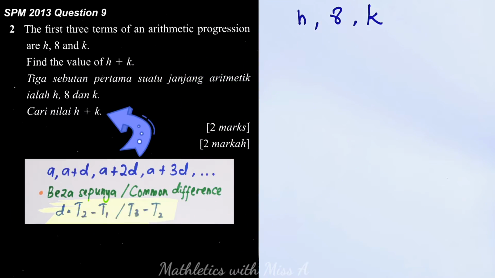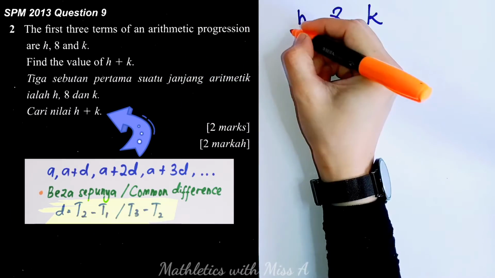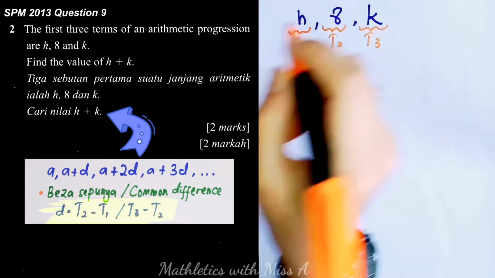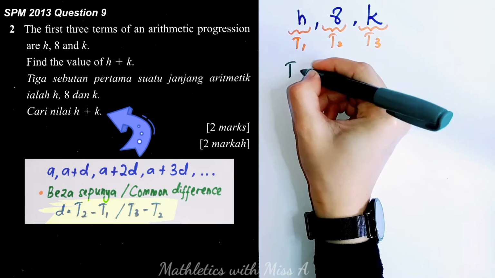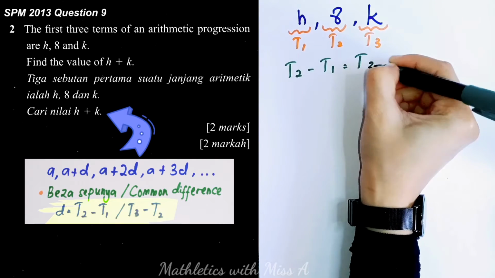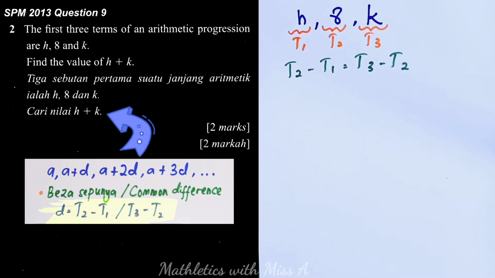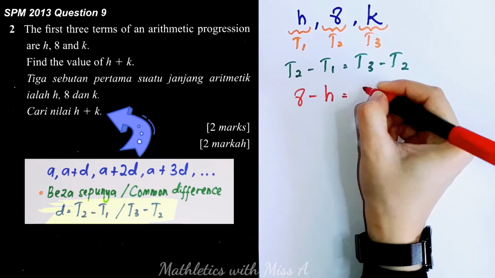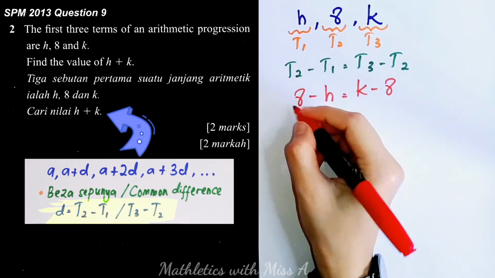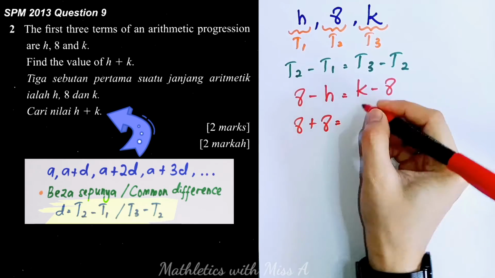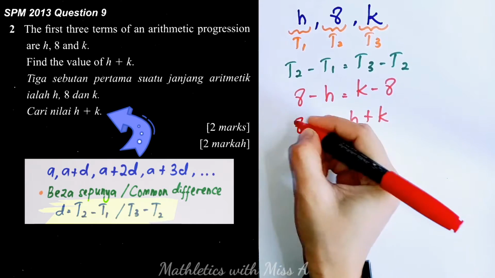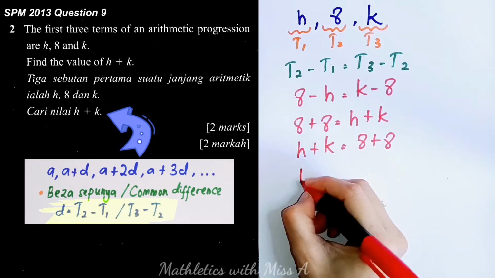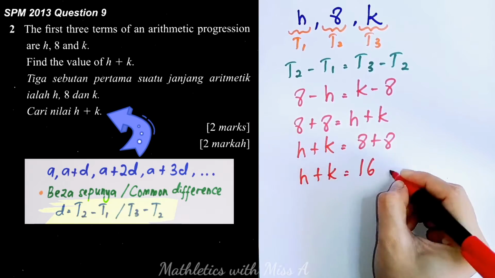The first three terms of an arithmetic progression are h, 8, and k. So the first term, the second term, and the third term. So T2 minus T1 equals T3 minus T2. So insert the values: 8 minus h equals k minus 8. So 8 plus 8 equals h plus k. And then rearrange, h plus k equals 8 plus 8. So h plus k equals 16.